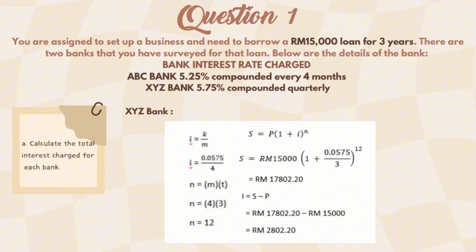To find the total interest charge, subtract the principal using the formula I equal S minus P. So it will be 17802.20 cents minus 15,000 equal 2802.20 cents.